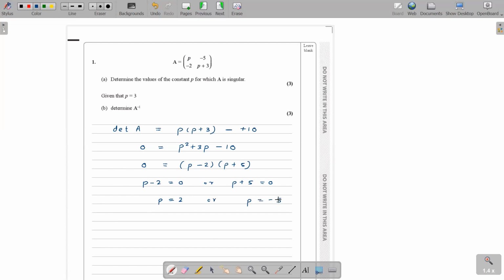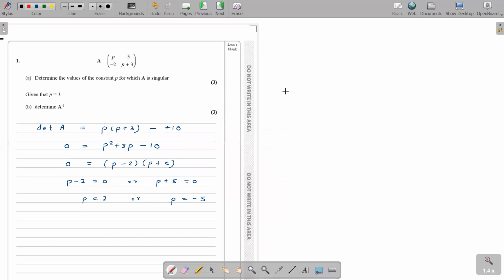Is this clear? And then they tell you, given that P equals 3, determine A inverse. Okay, so if P equals 3, you realize it's not one of these two P values, which means it is non-singular, isn't it? For singular matrices, the inverse matrix doesn't exist. So for P value 2 or P value minus 5, you will not have an inverse matrix. But when P equals 3, that's a different value, so we can calculate the inverse. Okay, let's get the inverse matrix, part B.